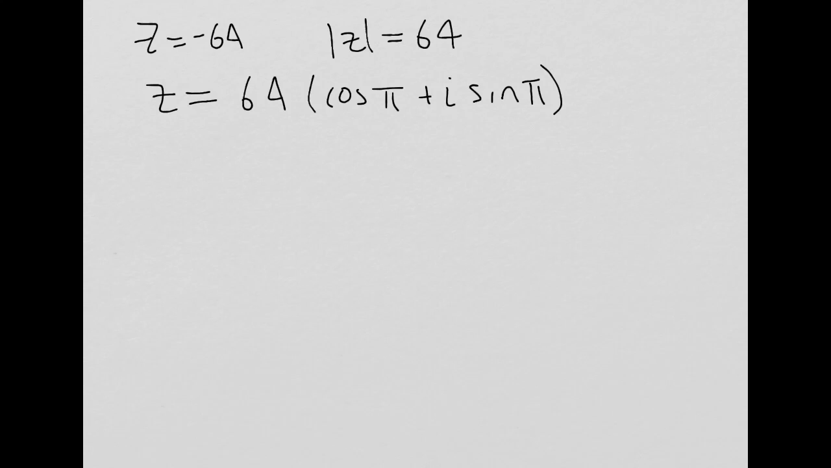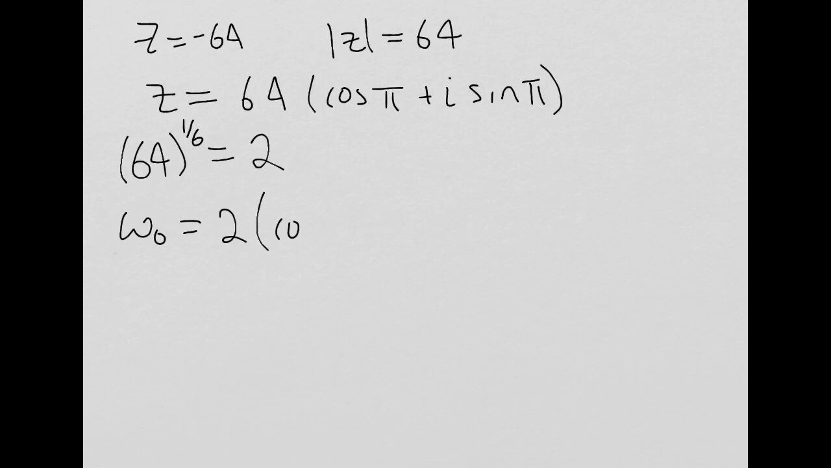And so now I need a couple of things. 64 to the 1/6 power, you can compute, is 2. So w0 is 2 times the cosine. Now what am I going to take the cosine of? I'm going to take this argument here, pi. Now I'm going to divide it by 6 because I'm taking the 6th root. Same thing over here. So I'm going to get cosine pi over 6 plus i times sine pi over 6, which is root 3 plus i.